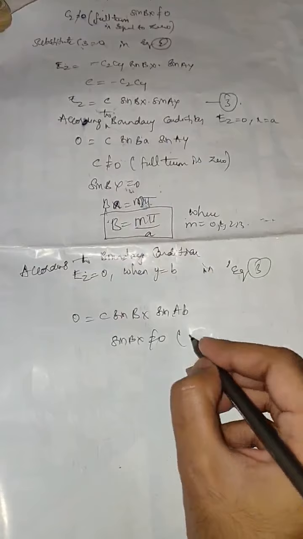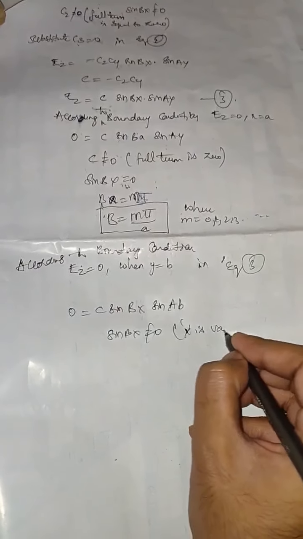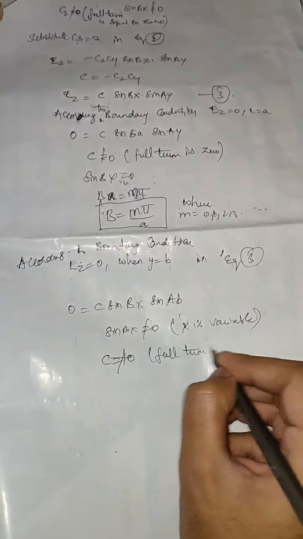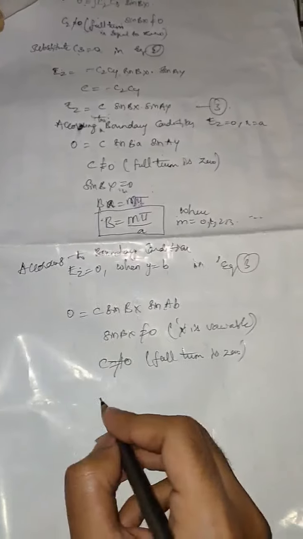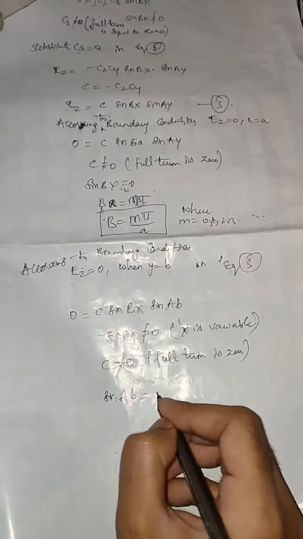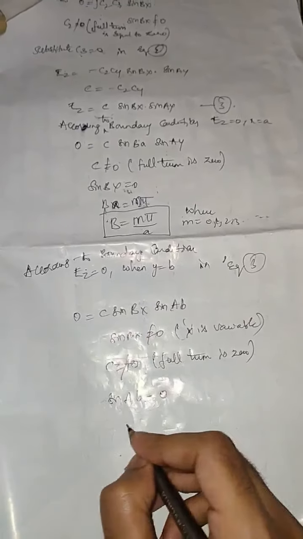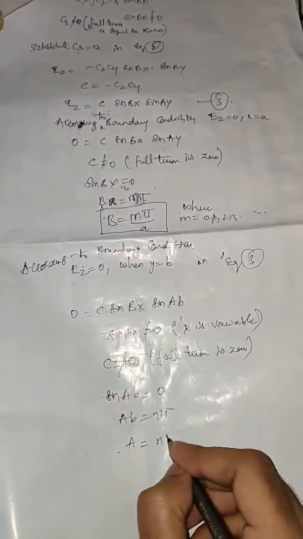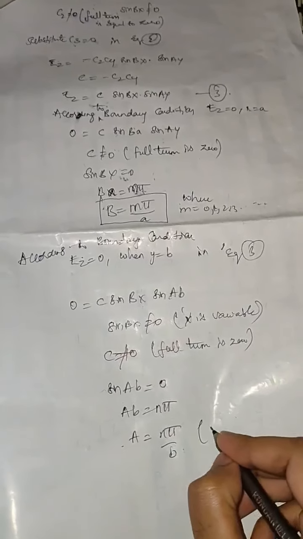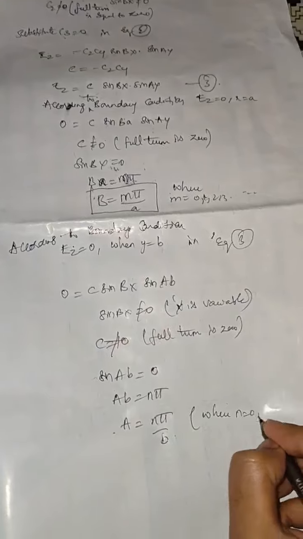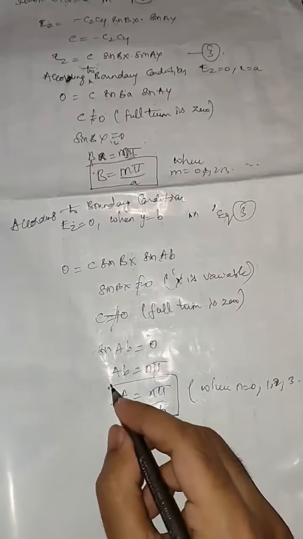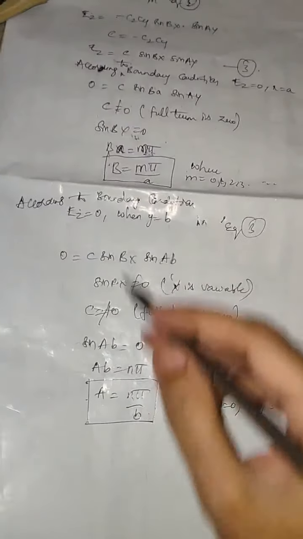Here x is a variable. c is not equal to 0, because if c equals 0, the full term is 0, and this cannot be possible. So the remaining value is sin ab equals 0, which means ab equals n pi, so a equals n pi by b, where n equals 0, 1, 2, 3, and so on. So this is the value of a. So we got the a and b values.